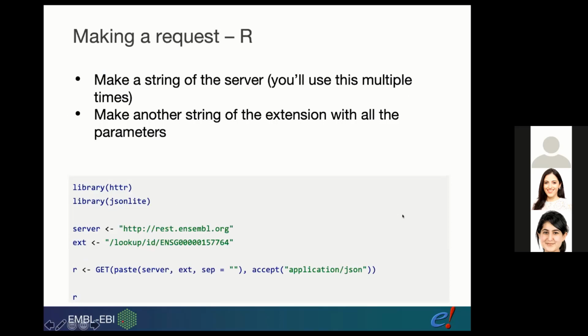To do so, we're going to be using this get function from the HTTR library. So all we have to do is feed our URL into this function to make a request within a script. And here we have a couple of hints how it can be done. So let's go over the code in more detail.